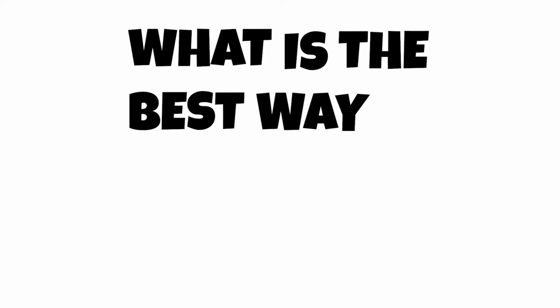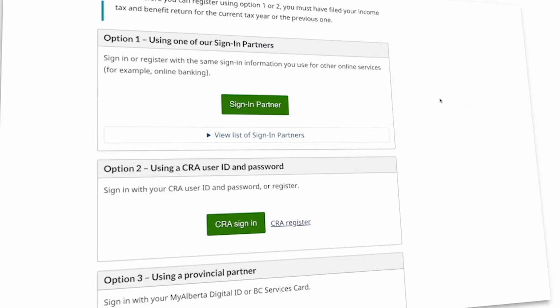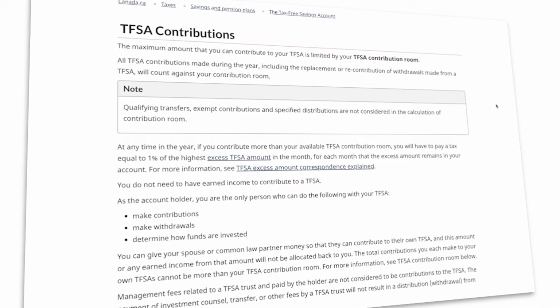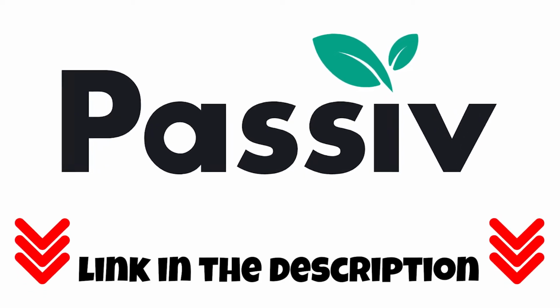So, what is the best way to figure out your contribution room? The CRA My Account website can tell you how much contribution room you have left, but it is known to sometimes be inaccurate. I recommend keeping track manually or by using a tool that tracks your contribution, like Passive. I'll leave links for both in the description.